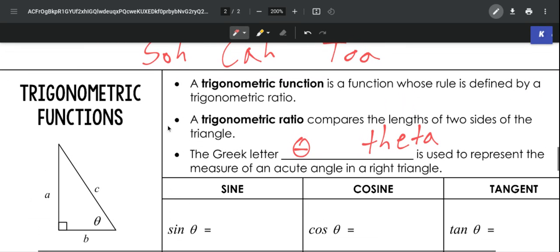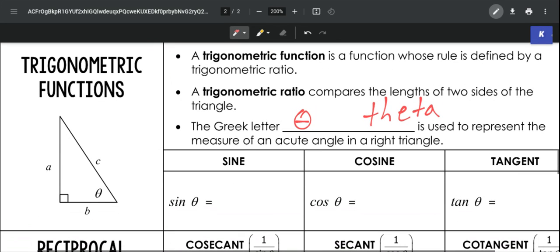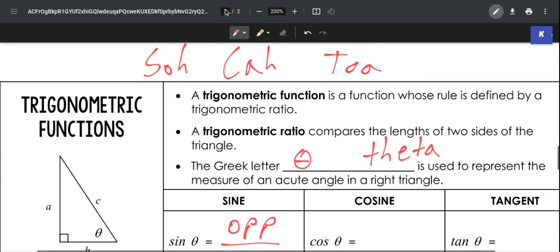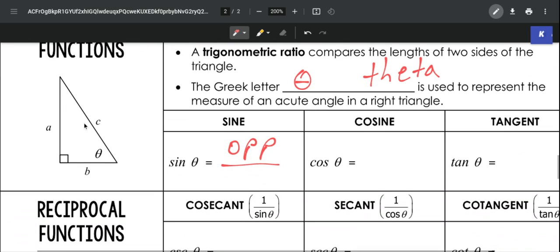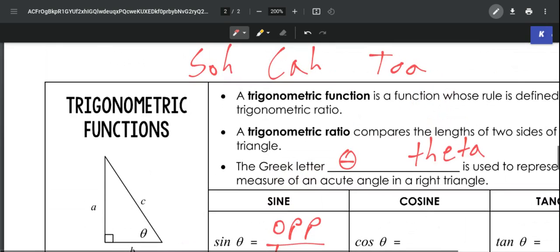So for sine, which is what SO stands for in this, O stands for opposite, and H stands for hypotenuse. So we say opposite over hypotenuse. If we look at this triangle, that just means that we start from our theta, our angle, and we go opposite, which would be A. And then the hypotenuse here would be C. So we would say A over C, which is opposite over hypotenuse. And that's what the SO stands for in SOHCAHTOA.